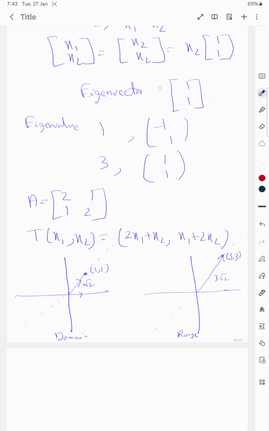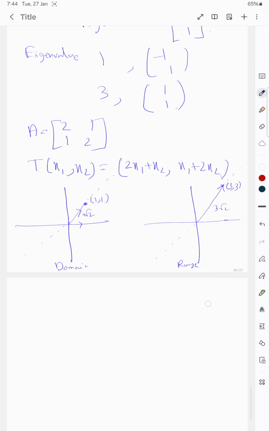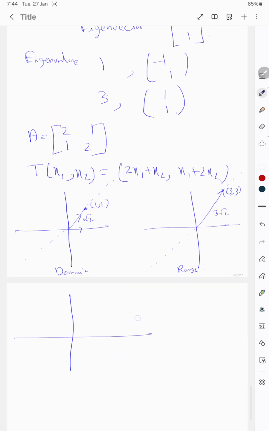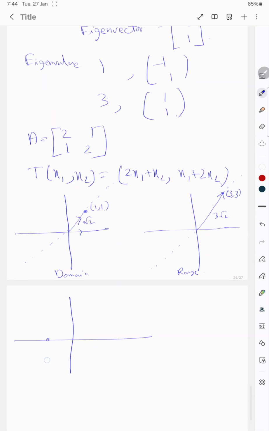Okay, so let's see what is happening for minus 1 comma 1, so this point, sorry, minus 1 comma 1.